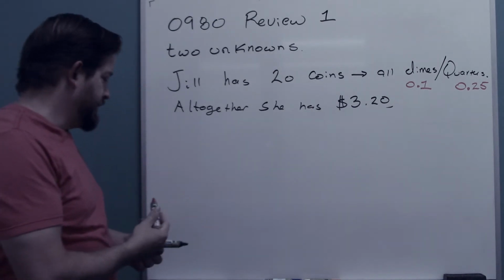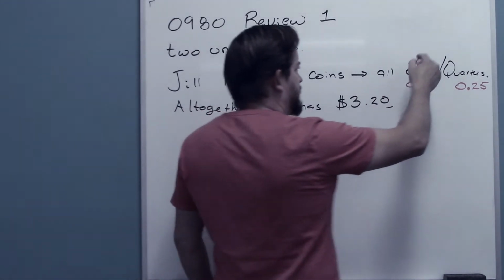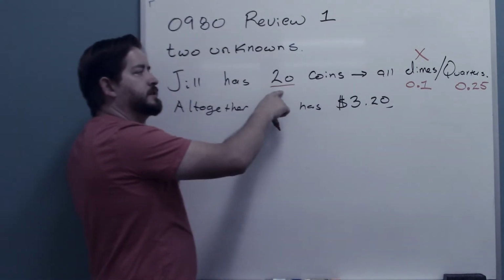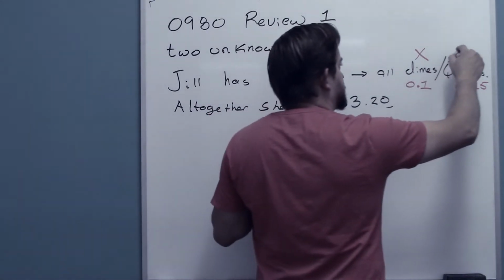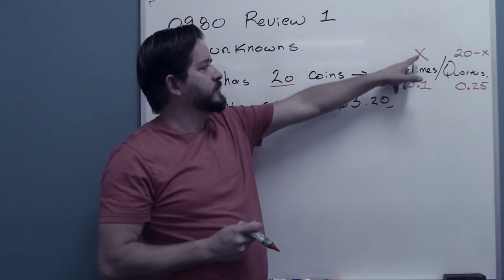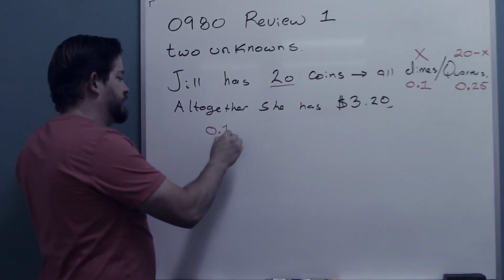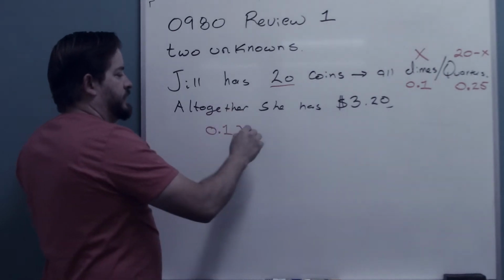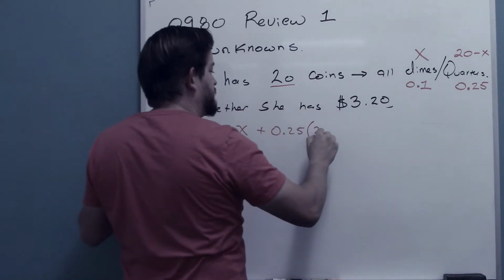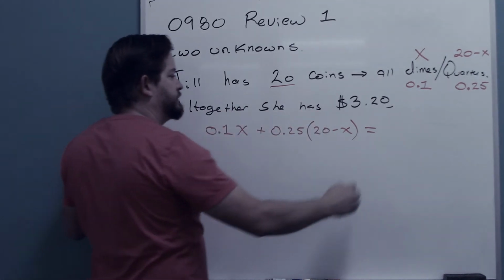Which means, as I'm setting up my equation, I'm going to call the number of dimes x. And if I have x dimes, then I have 20 coins altogether, so 20 minus x are the quarters. And if I take the 10 cents that a dime is worth multiplied by the number of dimes, so 0.1x, plus the 25 cents, so 0.25 multiplied by the number of them, which is 20 minus x, that should equal the $3.20.